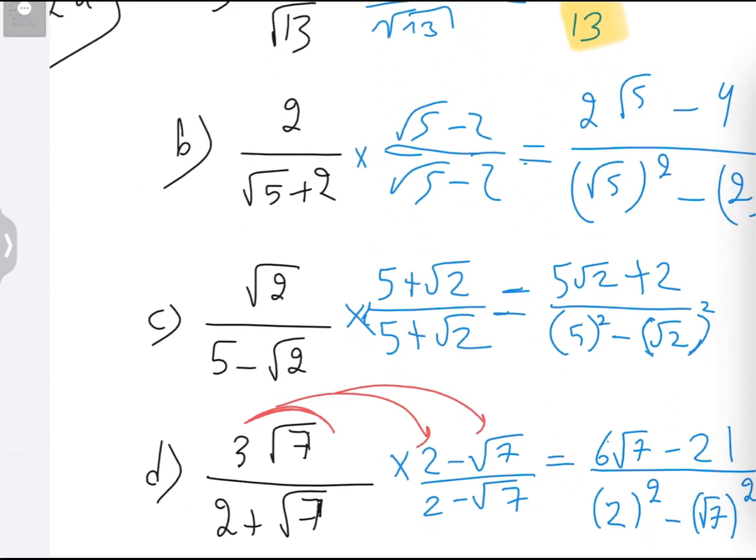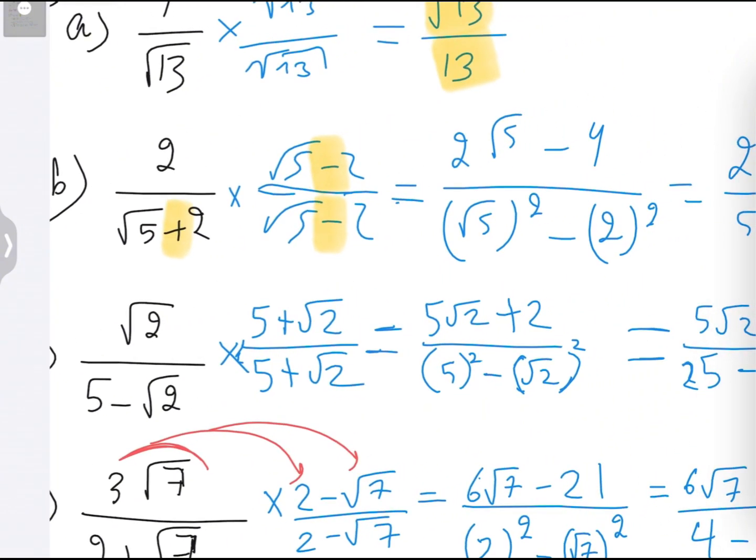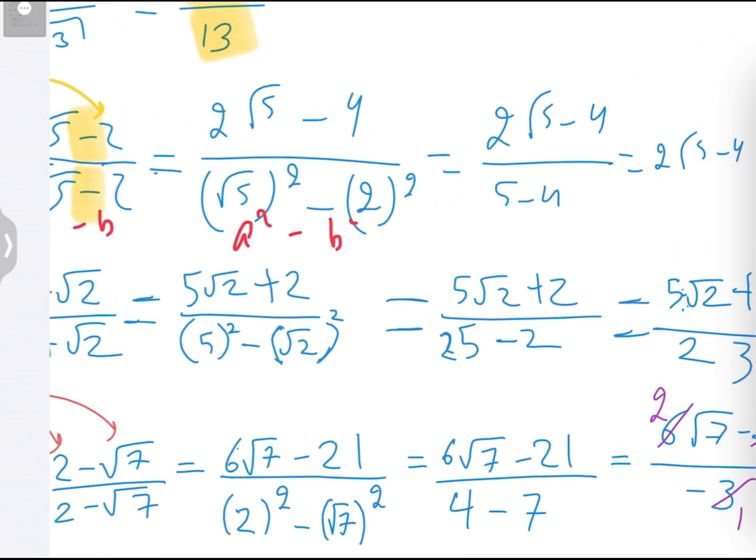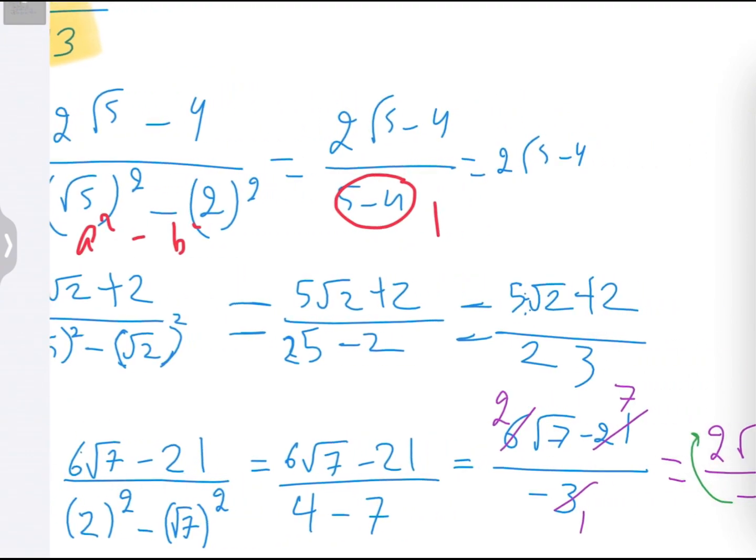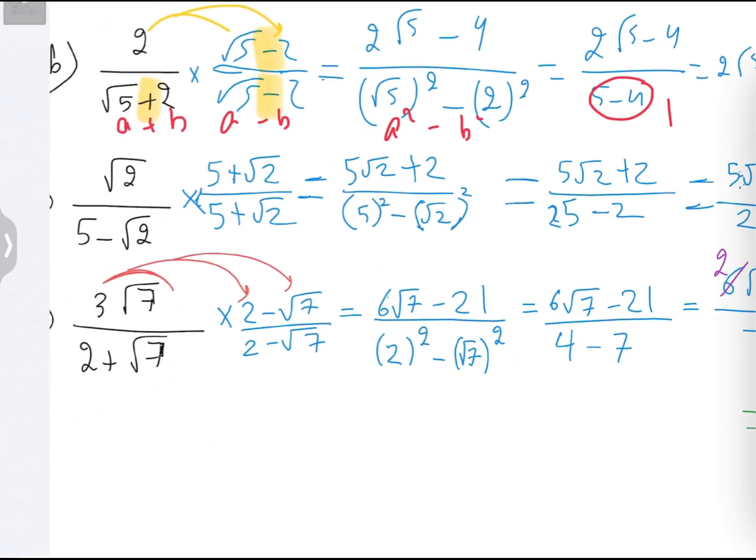The second one, 2 over radical 5 plus 2, sorry. We have plus, we have to multiply it by its conjugate, the minus. Multiplying up, 2 times radical 5 is 2 radical 5, 2 times 2 is 4. Down there, a plus b into a minus b. The answer is a squared minus b squared. Radical 5 squared minus 2 squared, it's 5 minus 4, that's 1. So the final answer will be 2 radical 5 minus 4.